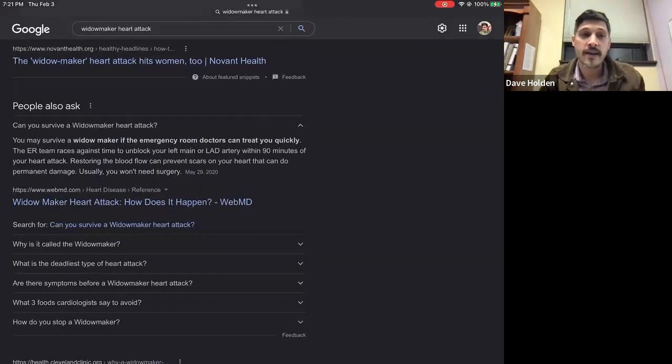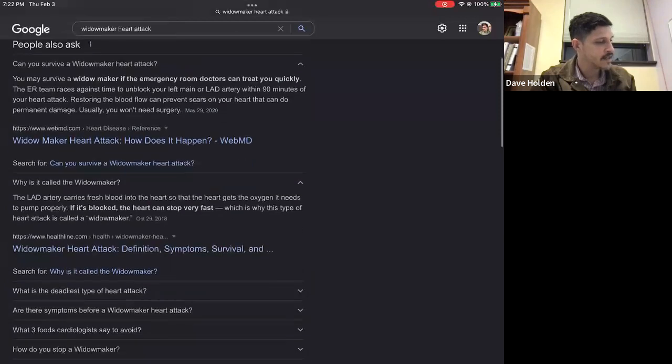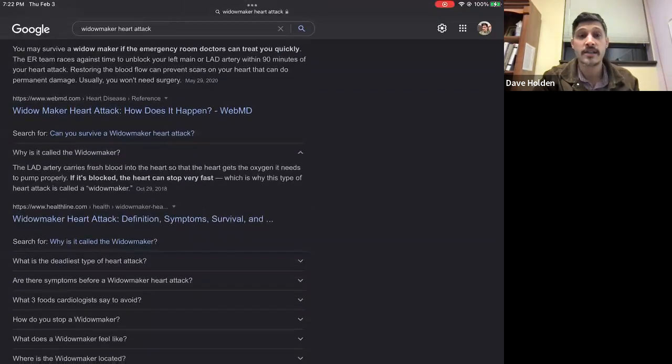You may survive the widowmaker if the emergency room can treat you quickly. It is a race against time to unblock that artery, which usually means they have to cut you open. They go in with this super tiny little tool that's got like a little grabber on it, and they slide it through the artery. They grab the clog and they slide it back out. Voila, artery is unclogged. They have to do that within 90 minutes of the heart attack. 90 minutes. Why is it called the widowmaker? Because if it's blocked, your heart can stop very fast.